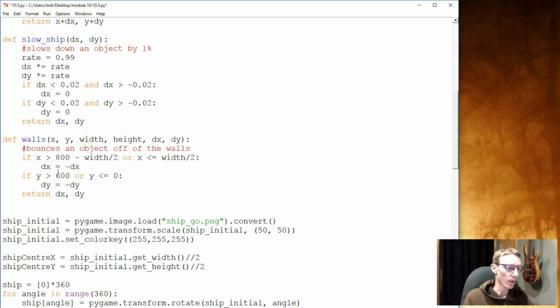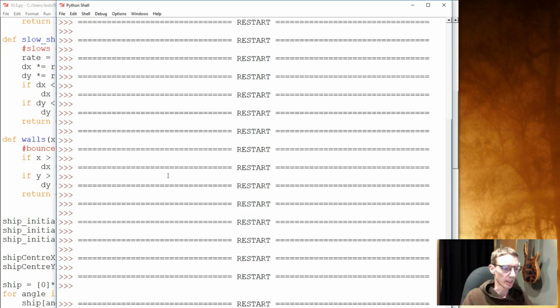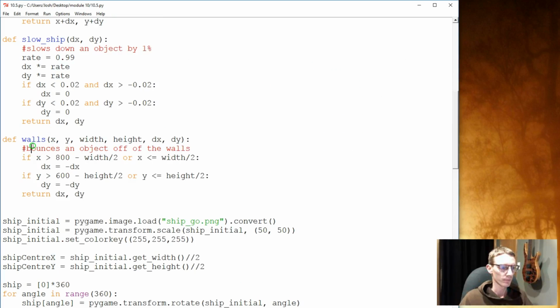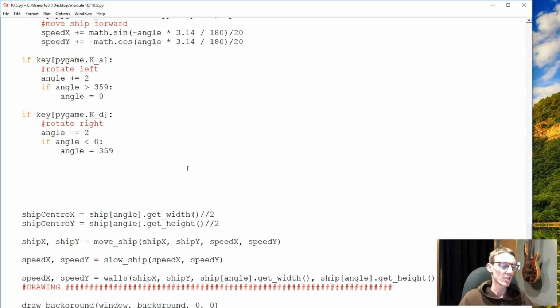So if our y is bigger than 600 minus the height divided by 2, or y is less than the height divided by 2, and let's just check the top and the bottom as well. See, we've got a pretty decent bounce there, and on the bottom we've got a bounce there as well. Okay, so hopefully that will be enough to get you started on moving your ship around in a new way.